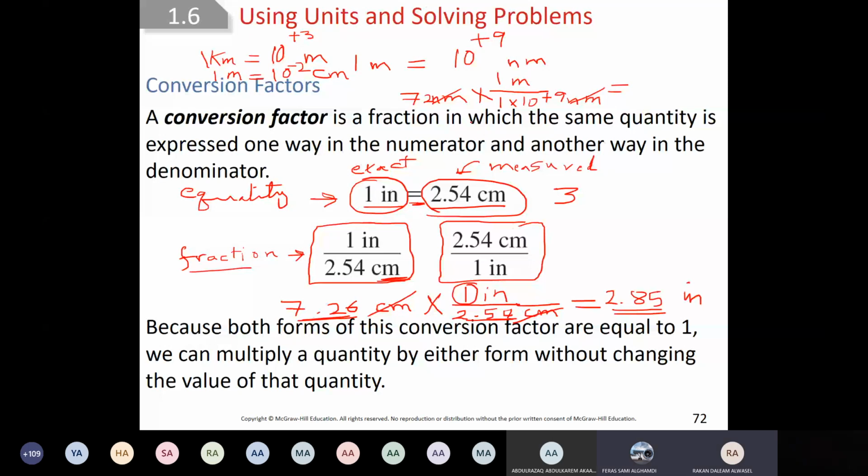Is this clear? Doctor, isn't 1 meter equal to 10 to the power plus 2 centimeter? Yes, of course. Sorry, I'm wrong. You're absolutely right. I want to say 1 centimeter is equal to how many meters? 10 to the power minus 2. Yes, absolutely right. Thank you. Is this clear?